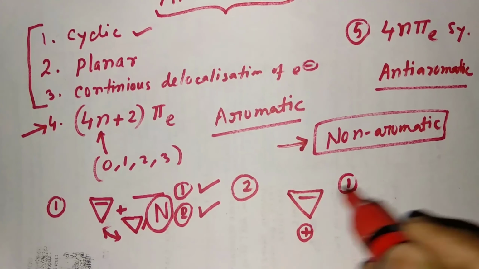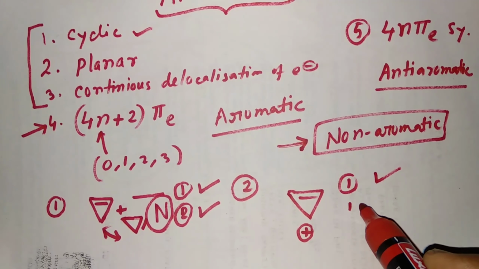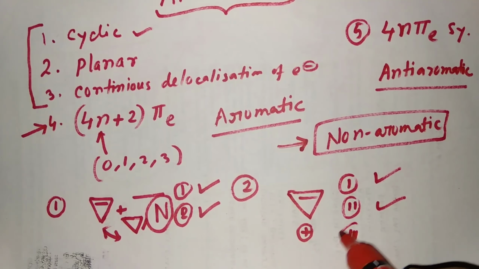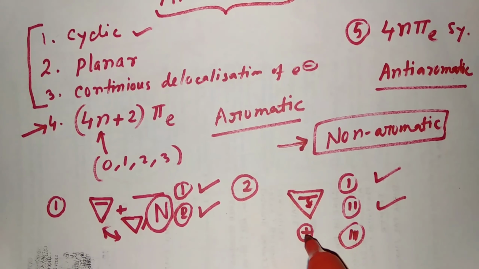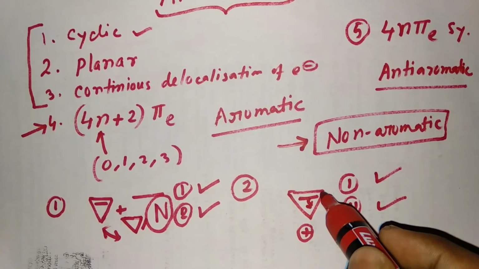How? So it is cyclic, of course. Second, this is planar, of course. This shows continuous delocalization of electrons. How? If this double bond shifts right here, what kind of structure will we get? This bond and positive charge will be shifted right here.